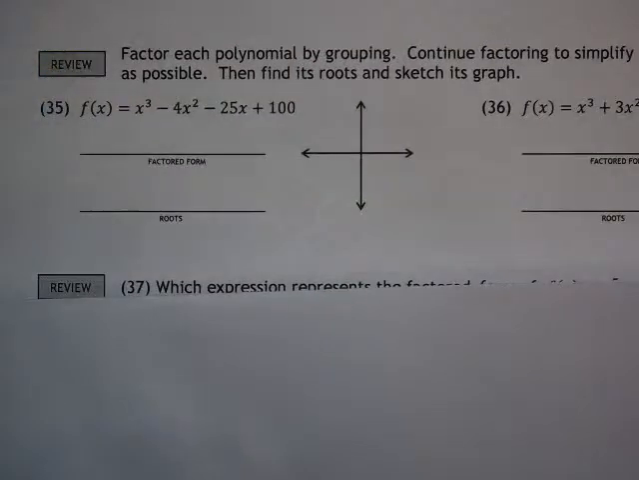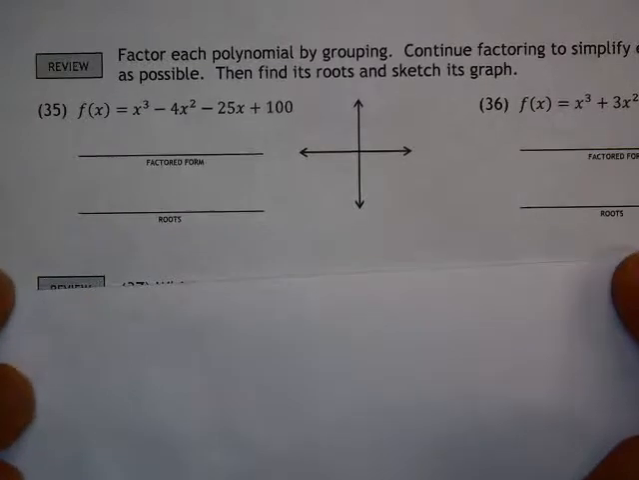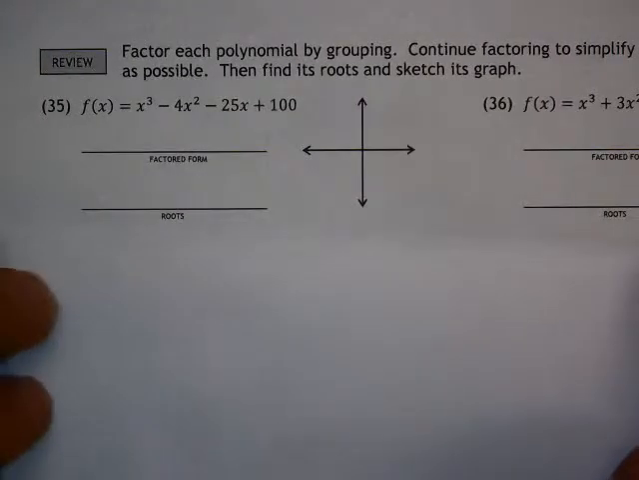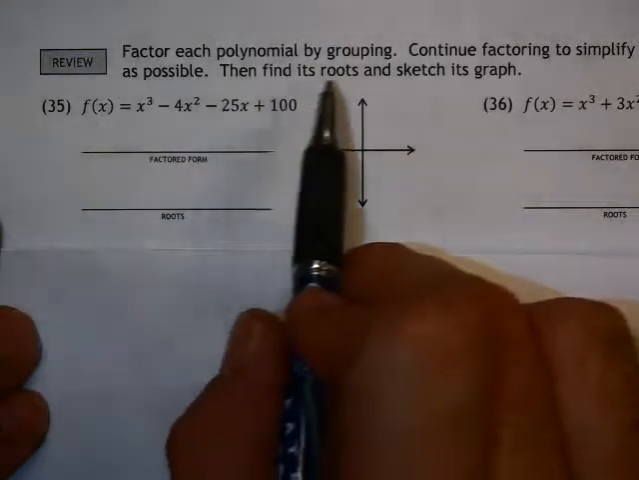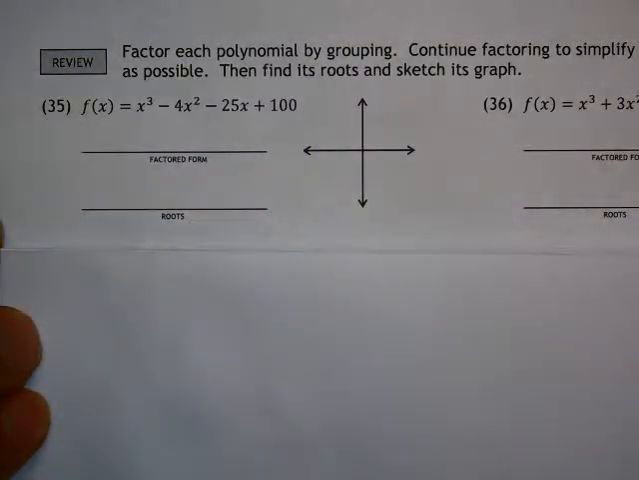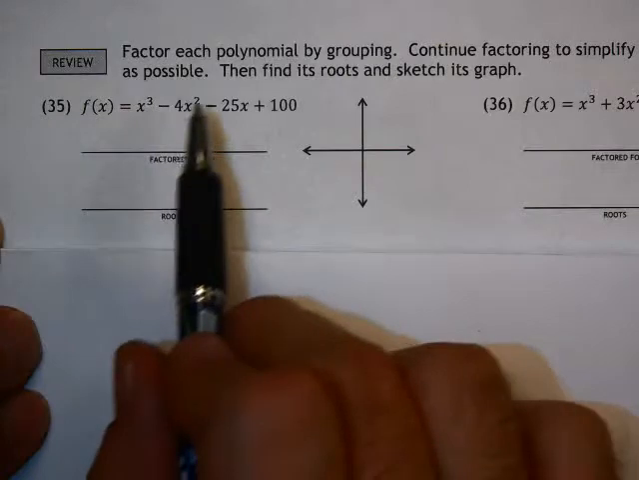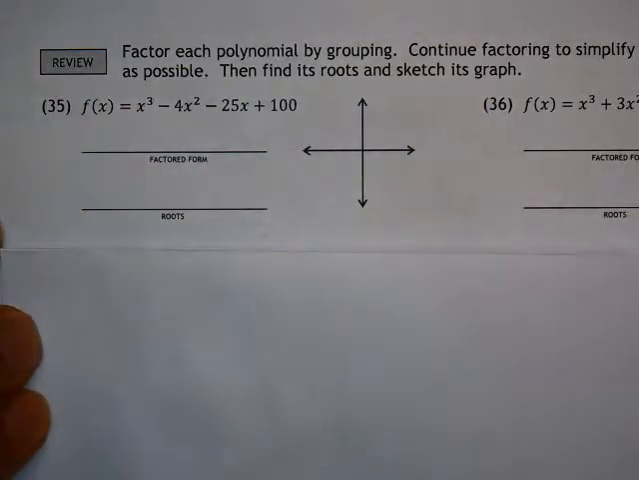This is Algebra 2 reviewing Concept 10 from way back when. That was a nice little rhyme. And this is from worksheet 19.2. I'm on the back, number 35. The directions say to factor each polynomial by grouping, continue factoring to simplify each polynomial as far as possible, then find its roots and sketch its graph.